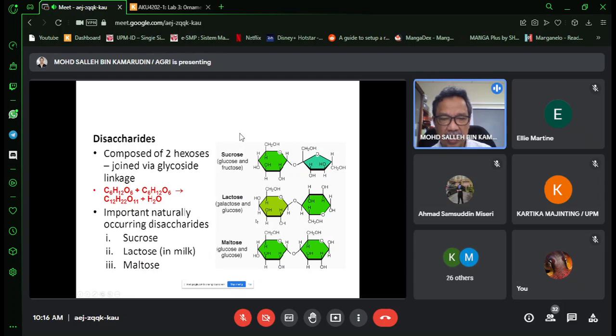Siapa yang ada masalah ni memang ramai juga. Usually dulu banyak Chinese ada masalah yang tak boleh digest lactose in the susu. But now I think Malaysia pun ada juga yang tak boleh digest susu ni. And then we have maltose. Maltose is made of 2 glucose. They combine, they become maltose.